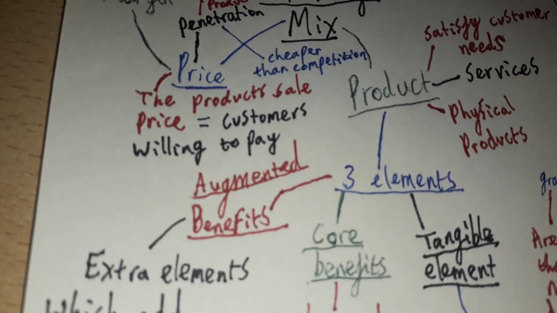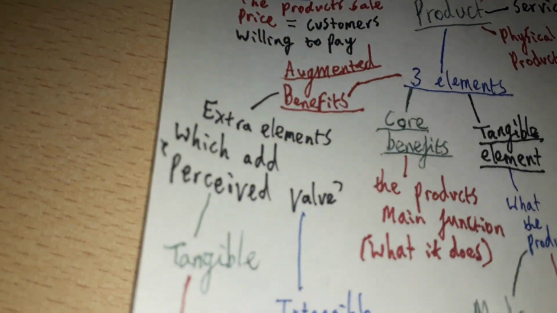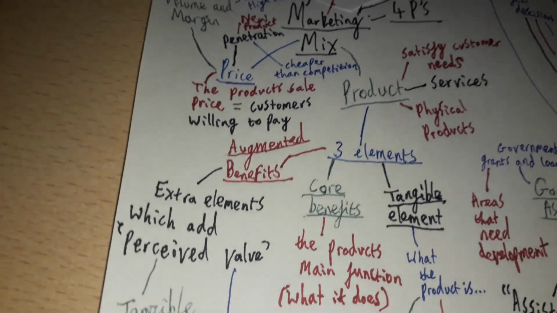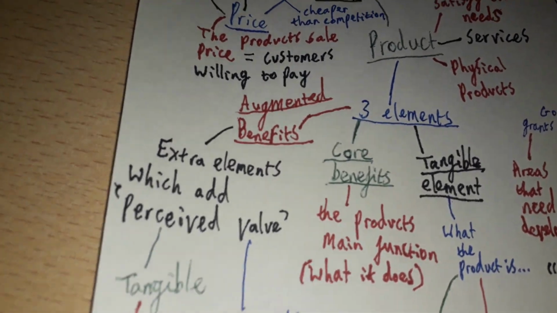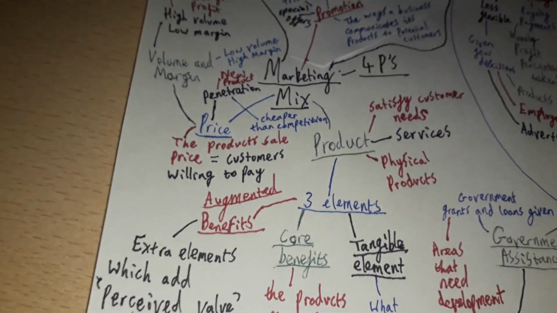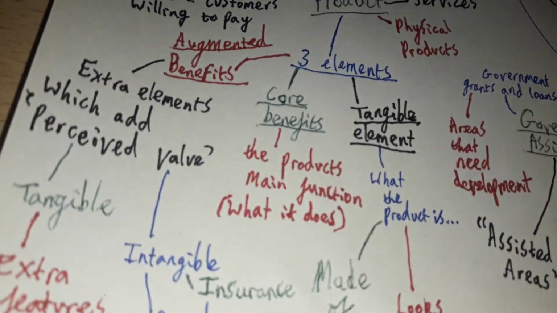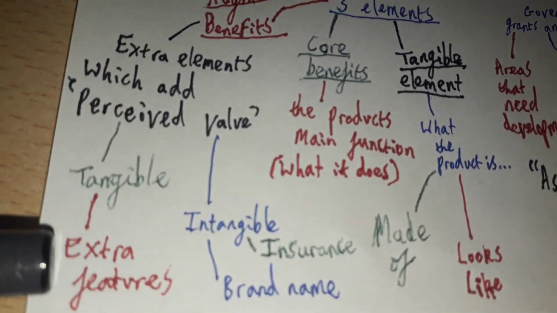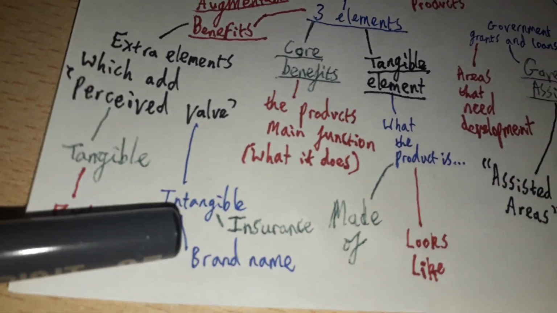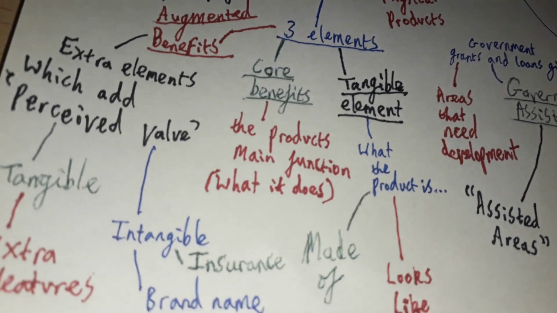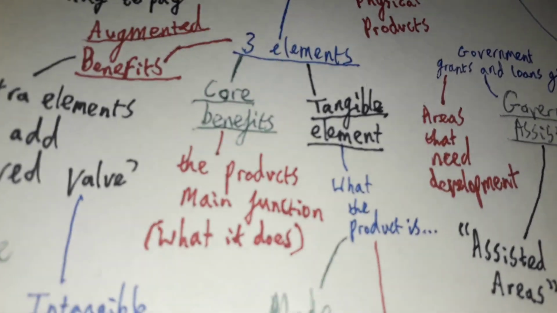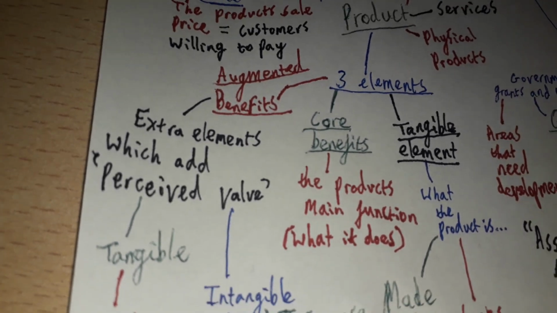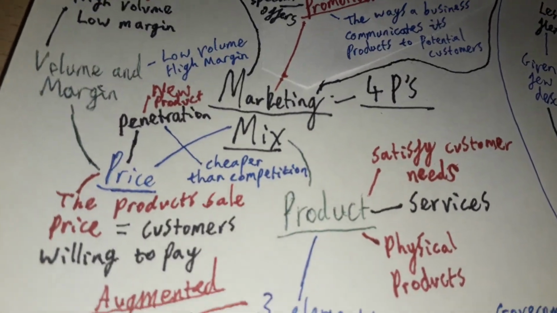Augmented benefits are extra elements which add perceived value. It's like the idea of added value. You get water, you put it in a bottle, and it's worth a lot more. They think there's extra features, so it's worth extra. But this can also be intangible, because you can add things like insurance or a nice brand name, which will make them willing to pay more for this extra perceived value.